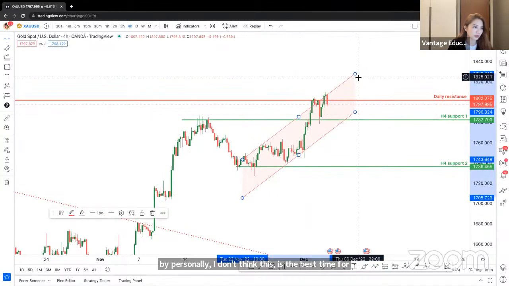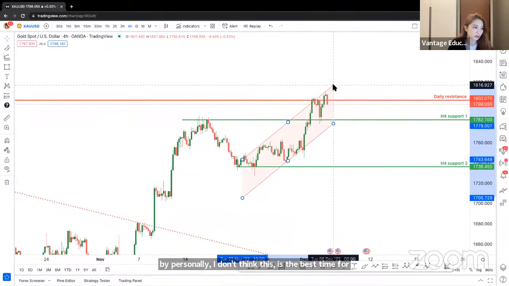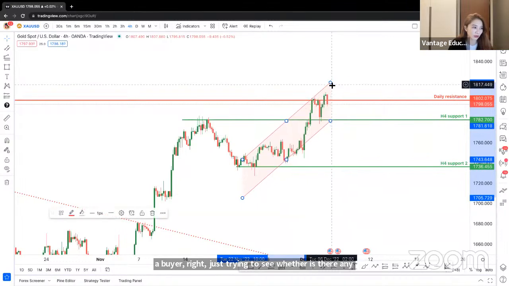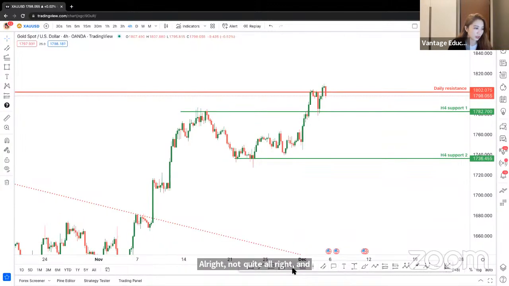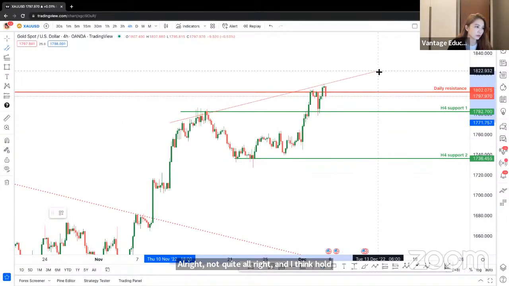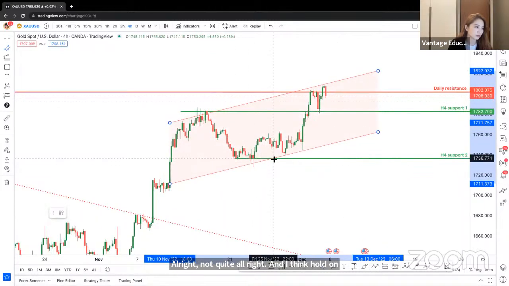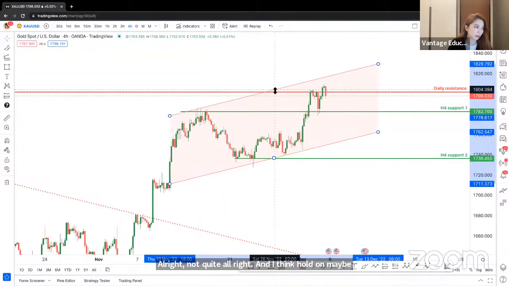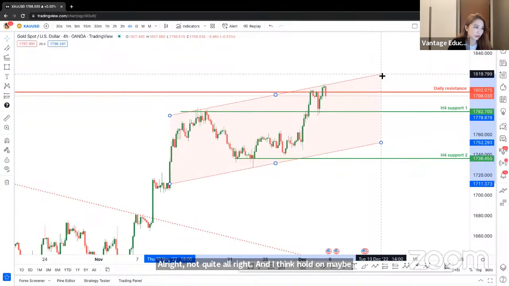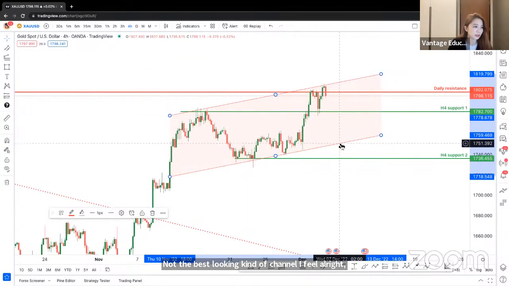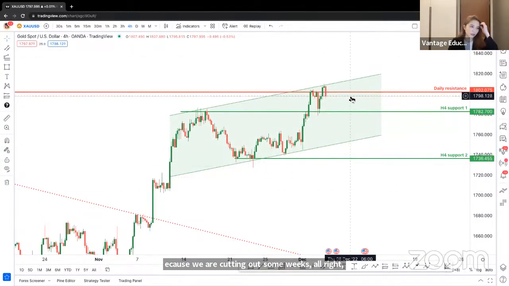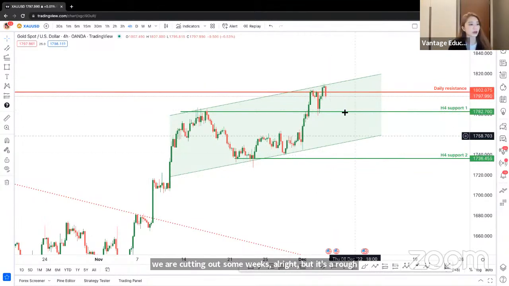Just trying to see whether there is any structure in terms of channel. Not quite. Maybe not the best looking kind of channel, I feel, because we're cutting out some wicks, but it's a rough gauge of this bullish channel. However, it does look like it's going to do a drop before coming back up.